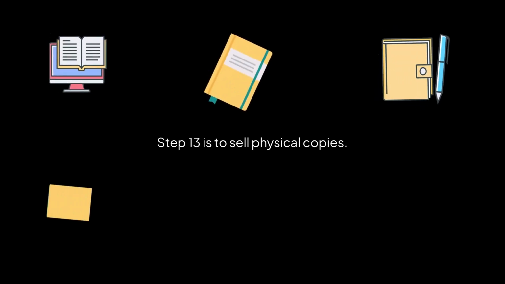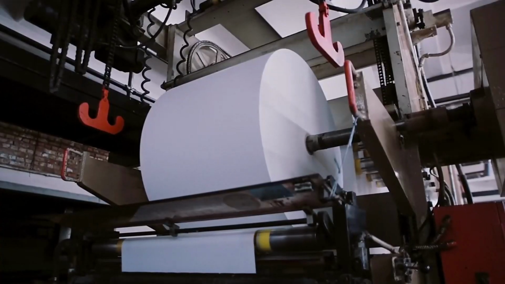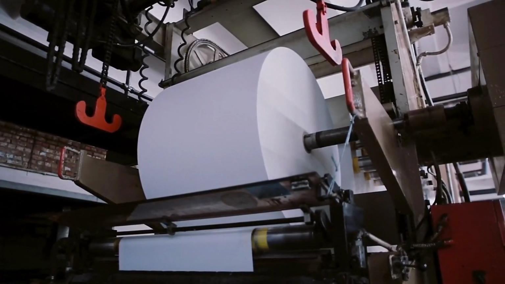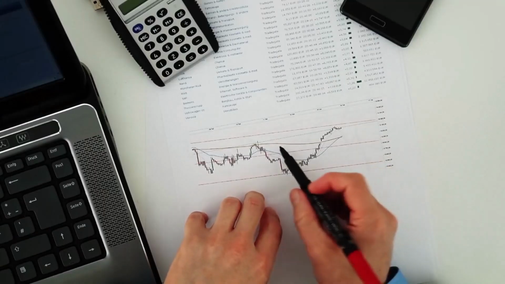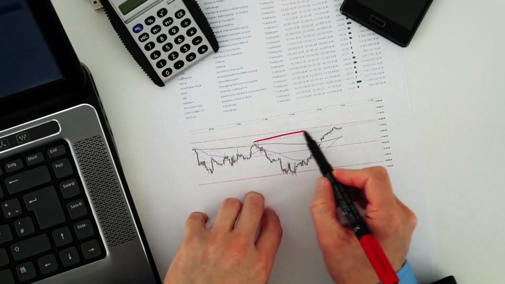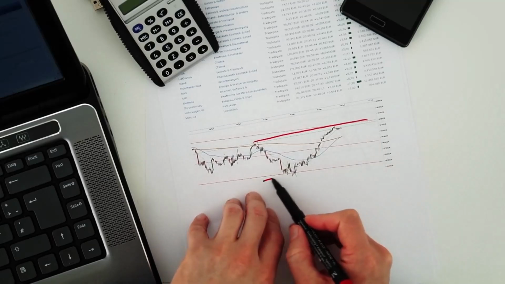Step 13 is to sell physical copies. If your PLR product works well in print form, you can use print-on-demand services to create paperback or hardcover versions. You can sell these on platforms that accept custom printed books, giving you another format to reach new customers. This is especially powerful if your product is a workbook or guide that people want to physically write in.